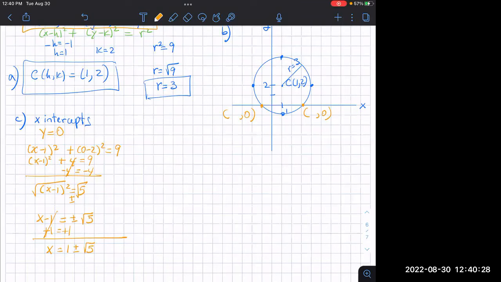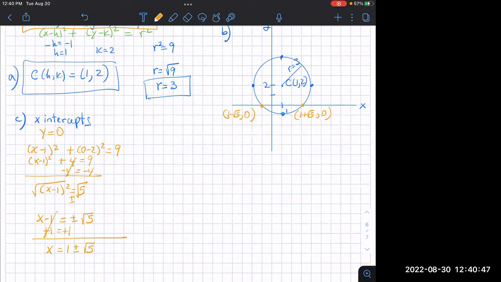Because order of operations says you have to do a square root first, then I can add 1 plus 5. So it's going to be 1 plus square root of 5, 1 minus square root of 5. So 1 plus square root of 5 is positive, so that would be this one. And the other one would be 1 minus square root of 5.